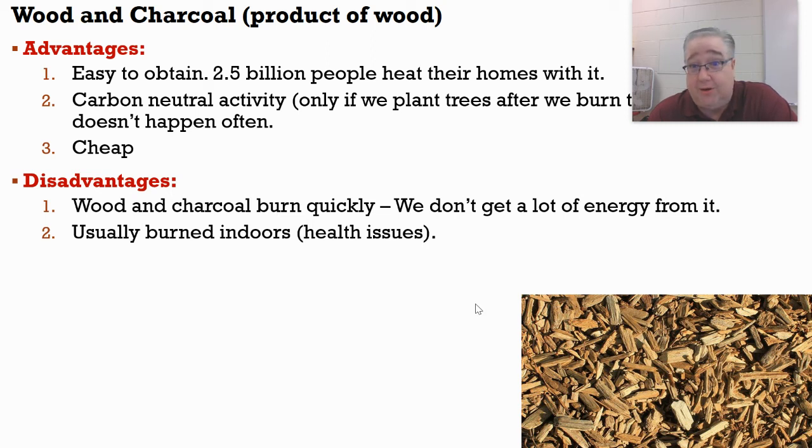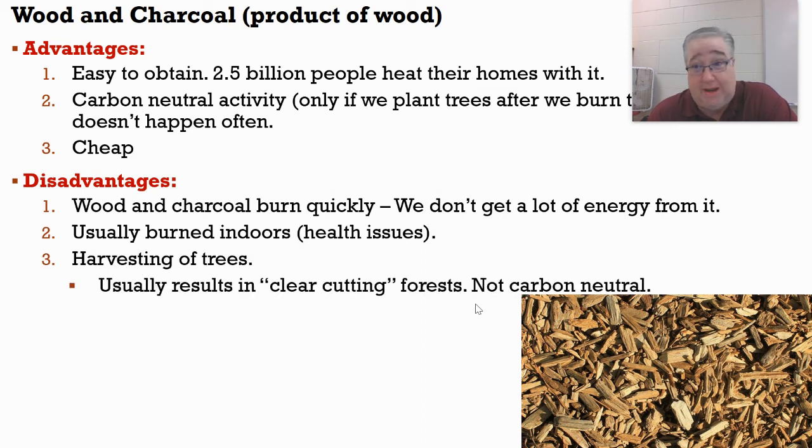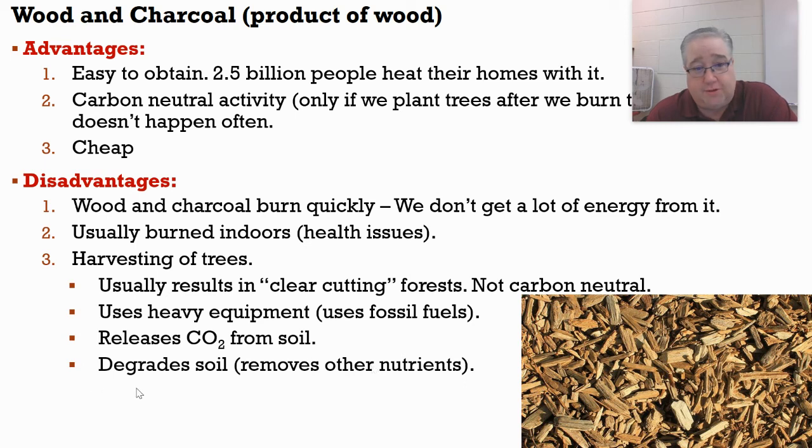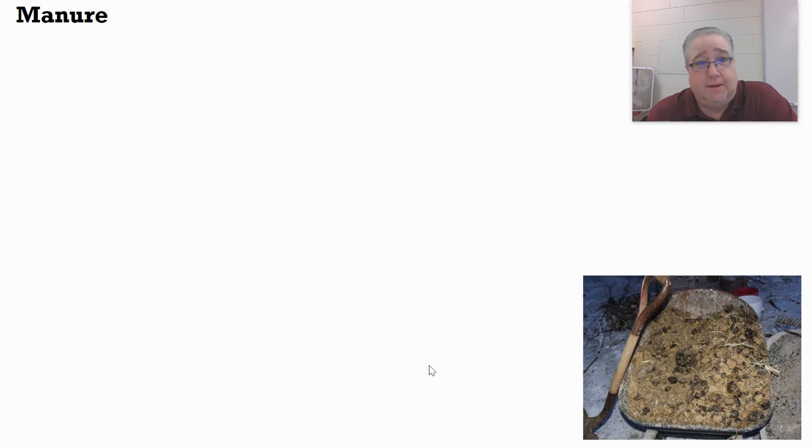Usually, we burn it indoors, and that leads to health issues, especially lung issues. We do harvest trees, obviously, when we obtain wood and charcoal, which results in clear cutting of forests, uses heavy equipment. Usually, fossil fuels are used in the clear cutting process. It releases carbon from the soil. Anytime we dig up a tree or cut a tree down, we're going to release carbon from the soil. And of course, it also degrades our soil. So there's some disadvantages.